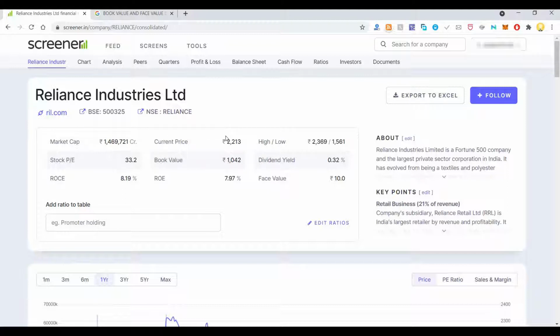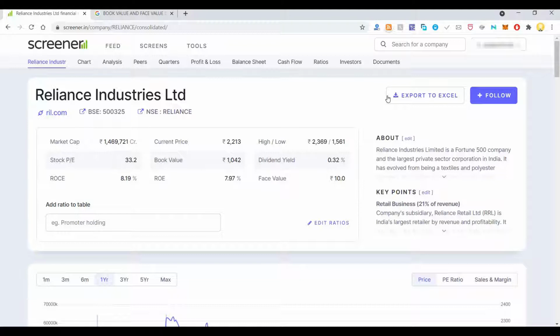What I see here are other things like current price. Current price is shown as 2213, which is the current Reliance share price. And I see here high and low. It has a high, I think, of 2369 and a low of 1561. I think mostly it is the 52-week high or low.